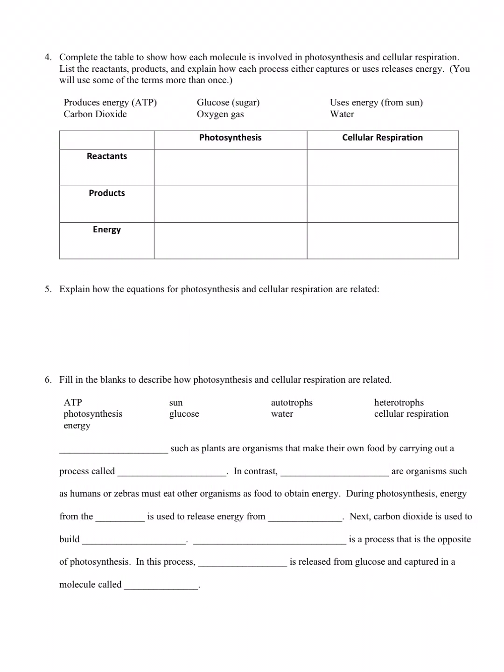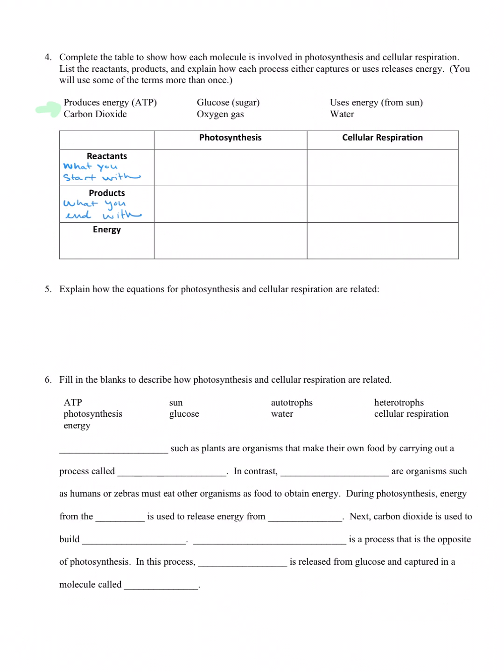Number 4 says, complete the table to show how each molecule is involved in photosynthesis and cellular respiration. List the reactants, products, and explain how each process either captures or uses energy. You have the word bank, so hopefully you were able to use all of those terms. First, let's review what reactants are. A reactant is what you start with in a chemical reaction, and a product is what you end with in a chemical reaction. So that's important to note as you're filling out this table.